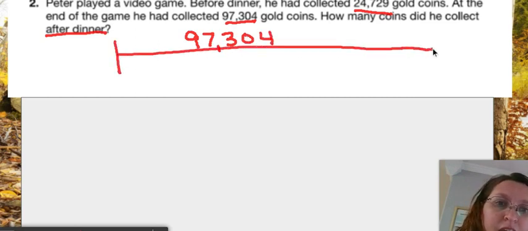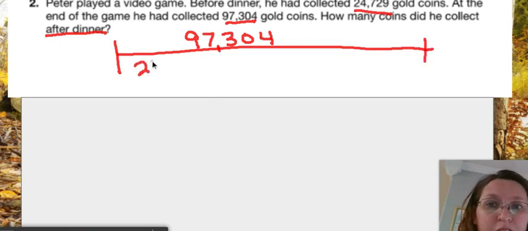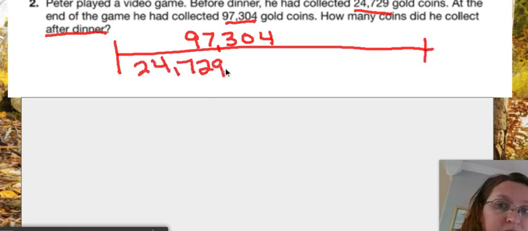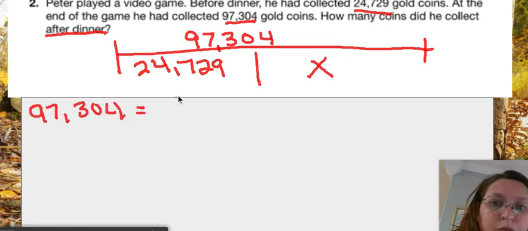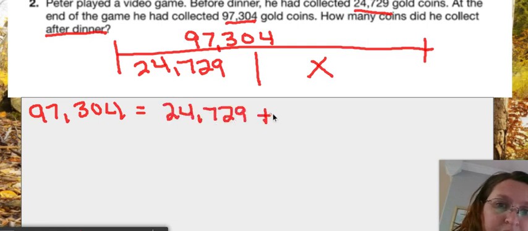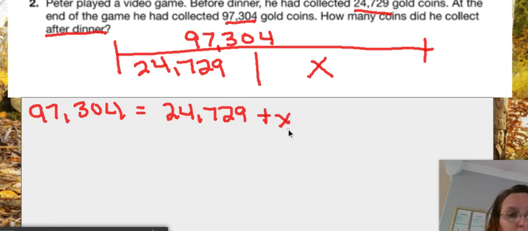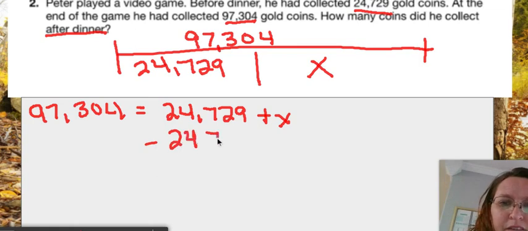Now I'm going to draw this diagram right here, and I know that he had 24,729 to begin, and we don't know how many he got after dinner. In this kind of an instance, I'm going to take the total, which is 97,304, equals both of the parts. So my parts are 24,729 plus x. With this problem right here, I'm going to ask the questions, what's my variable? My variable is x. What are they doing to x? They're adding 24,729. So I have to subtract 24,729 from both sides.